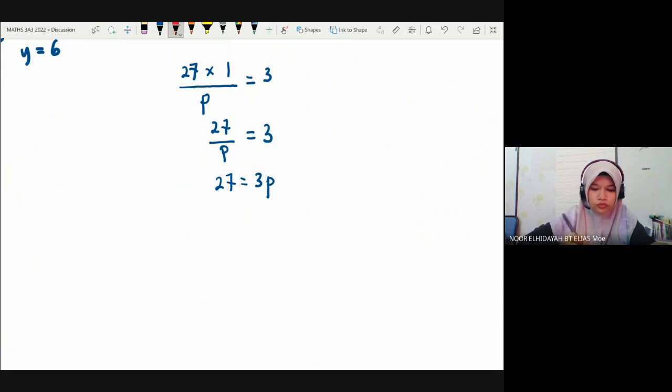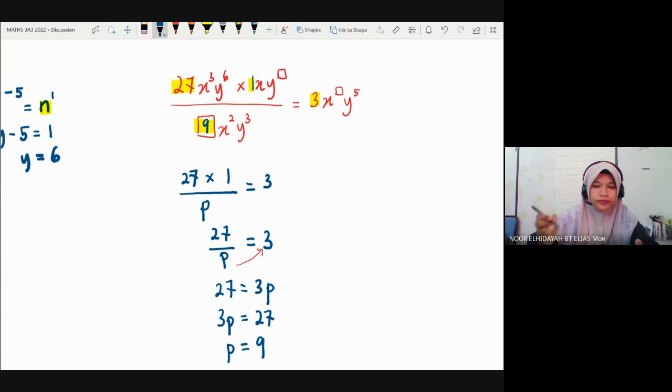You cross multiply here. You bring P to the right hand side, it will be multiplied. Rearrange, 3P is equals to 27. Therefore, P is equals to 27 divided by 3. Therefore, P is 9. So the blank here is 9.